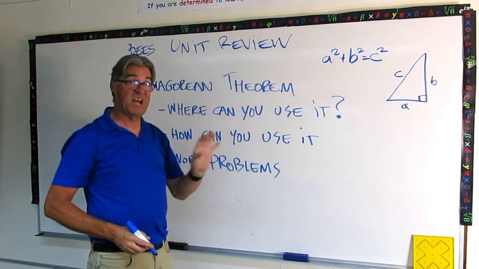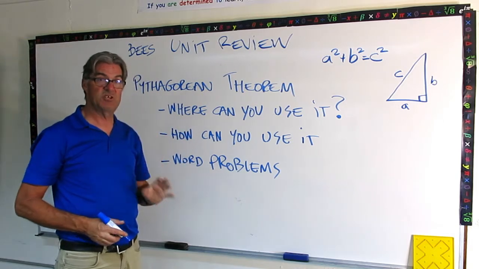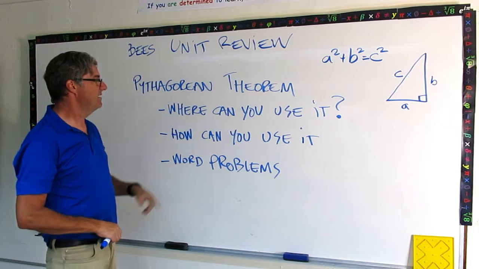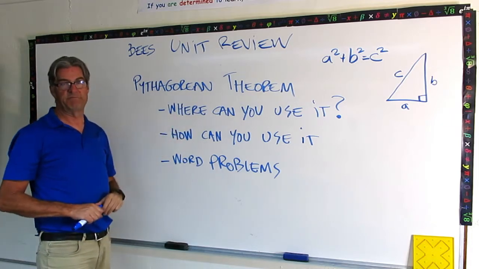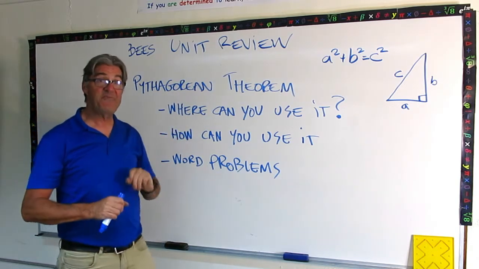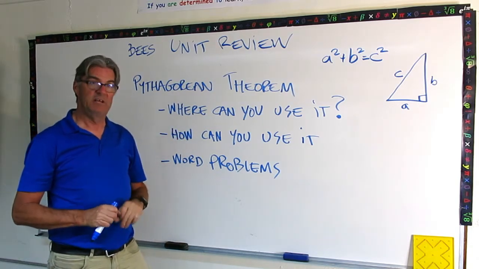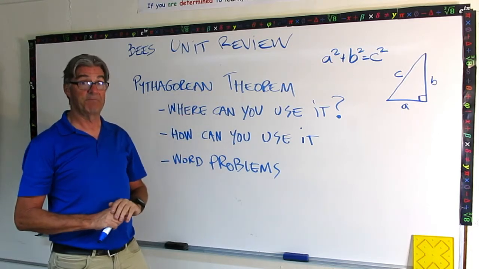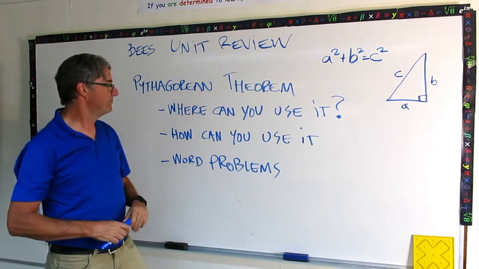And remember, diagrams are often essential in geometry because it's a visual thing. We have visual figures that you look at. Okay, where can you use it? Kind of already given you that answer to that question. You have to have a right triangle. If your triangle doesn't have a 90-degree angle, don't use the Pythagorean Theorem. You can't use it there. Okay? So that's an essential part.